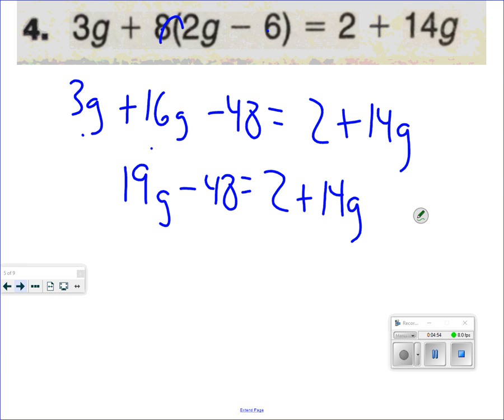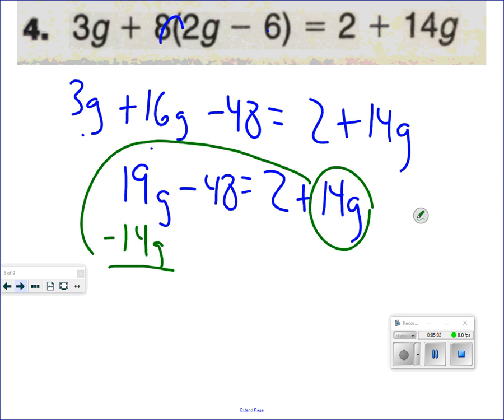Let's see what I can do here. Let's bring these g's over to the other side. So I have a positive 14, so this becomes a negative 14g. So 19 minus 14 equals 5g.